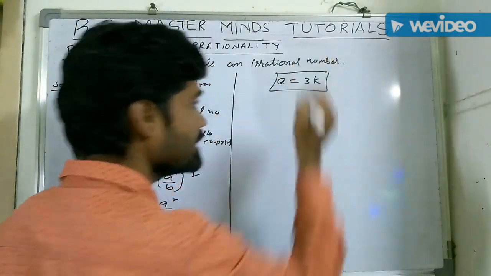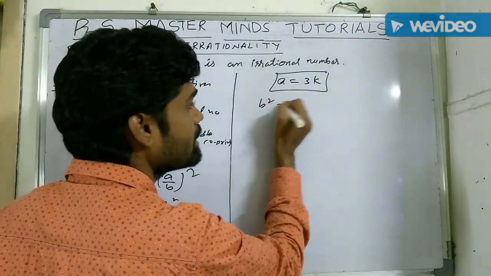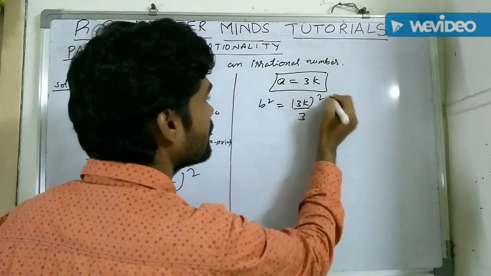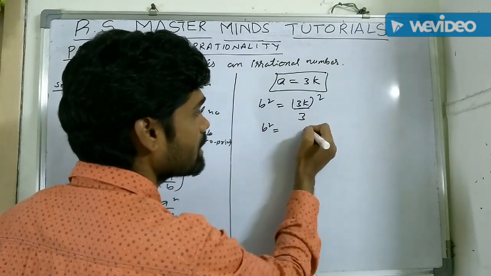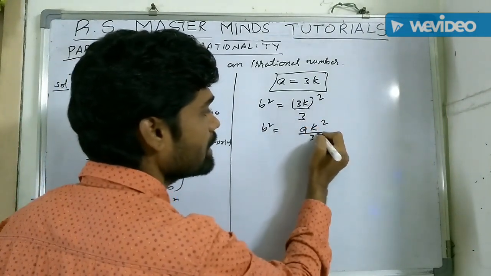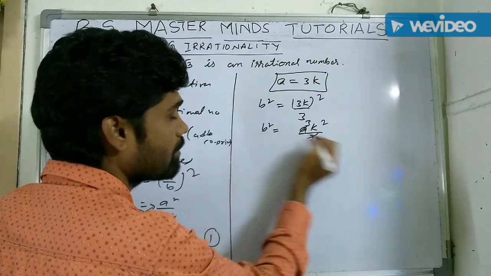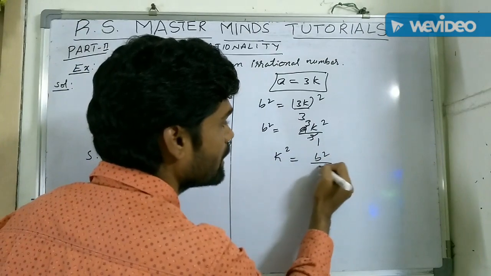So we can take a is equal to 3k. Let me substitute in this. So b square is equal to (3k) by 3 whole square. So b square is equal to 3k square, which is nothing but 9k square by 3. 3 ones are 3 and 3 threes are 9. The next 3 comes to this side, so that k square is equal to b square by 3.